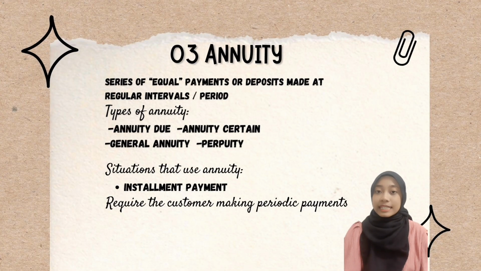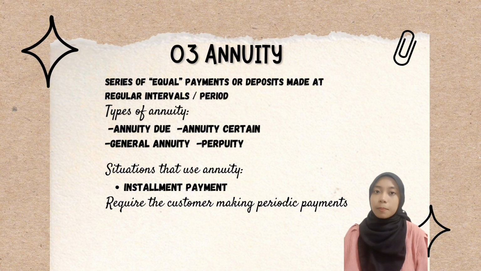The next topic is annuity. Annuity is a series of equal payments or deposits made at regular intervals or periods. There are 4 types of annuity, which are annuity due, annuity certain, general annuity, and perpetuity. Which one do you guys think that we are going to use?